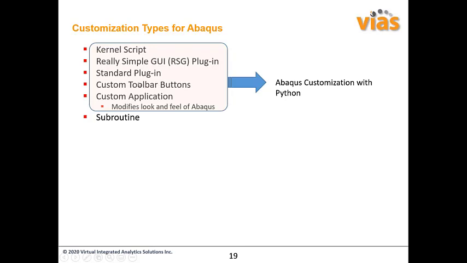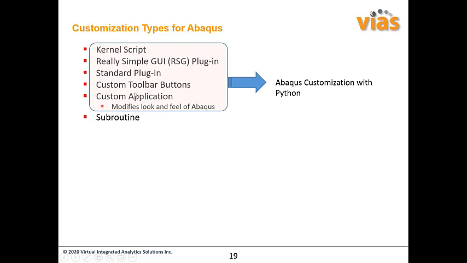The next step in complexity is the standard plugin. It is more advanced than the kernel and Really Simple Graphical User Interface plugins, in the sense that you write the code so that it generates its own dialog boxes and its own way of accepting user input data and selecting several types of options. I'll be showing you several examples of them. Generally, as you proceed from here to here, it requires more expertise in writing scripts and more sophisticated tools, all within Abaqus.